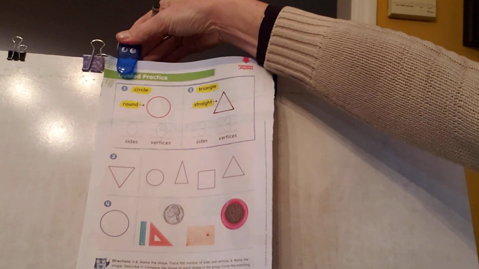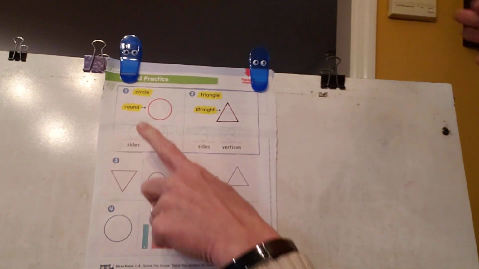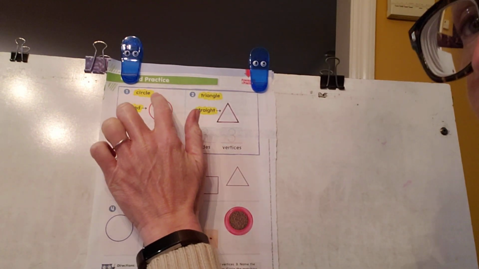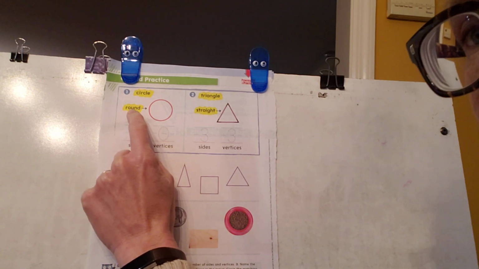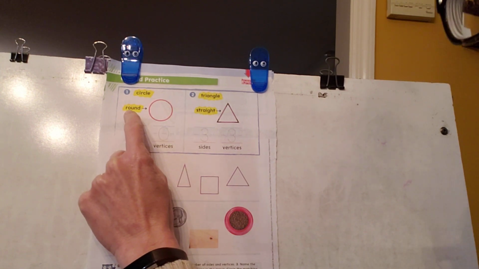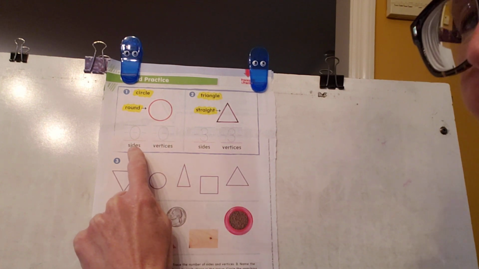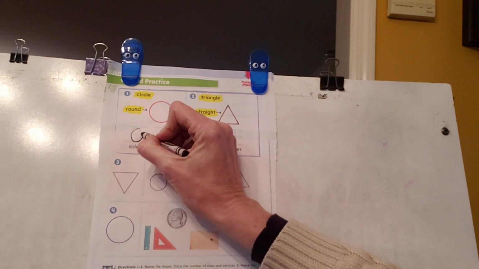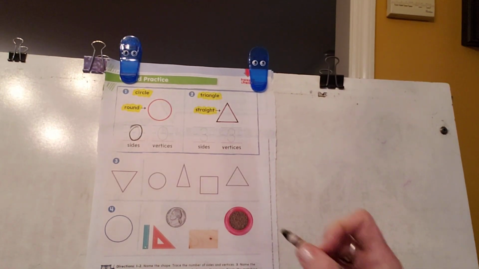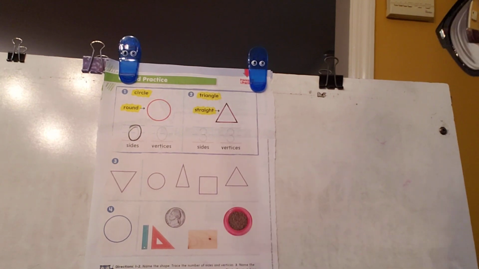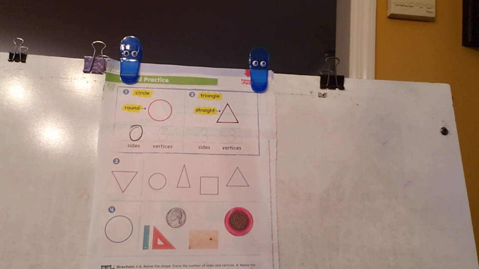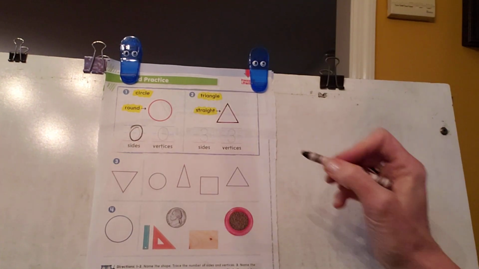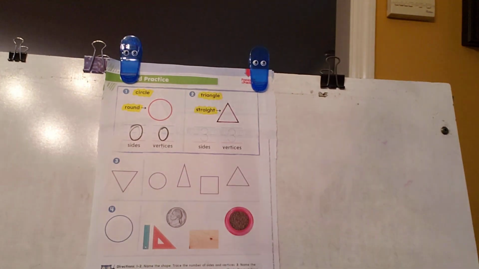Okay, all right, now go ahead and turn your page. Okay, all right, so now we are looking at number 1 in the blue circle. We have a circle. We know that the word we use to describe a circle is round. How many sides does a circle have? Very good, 0. A circle does not have any sides. Does a circle have any vertices? Does our circle have any points or corners? Nope. So it has 0 vertices, okay?